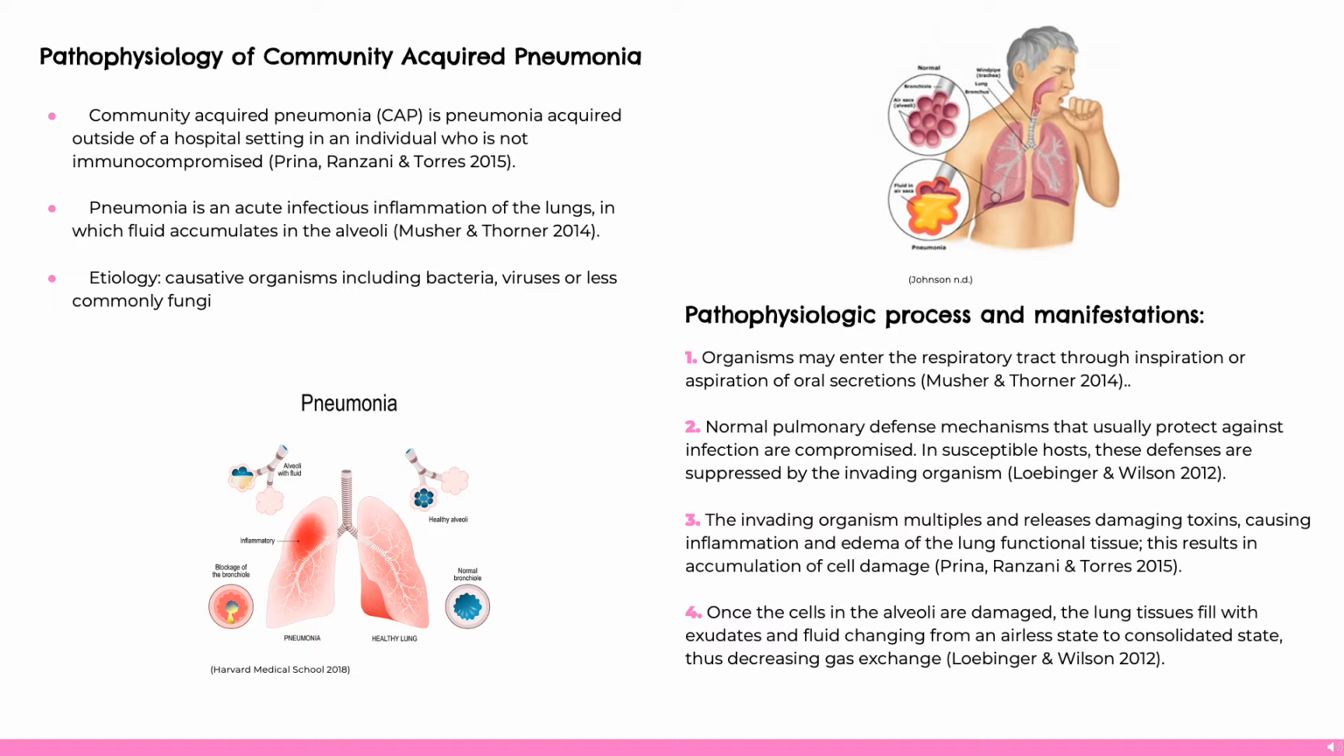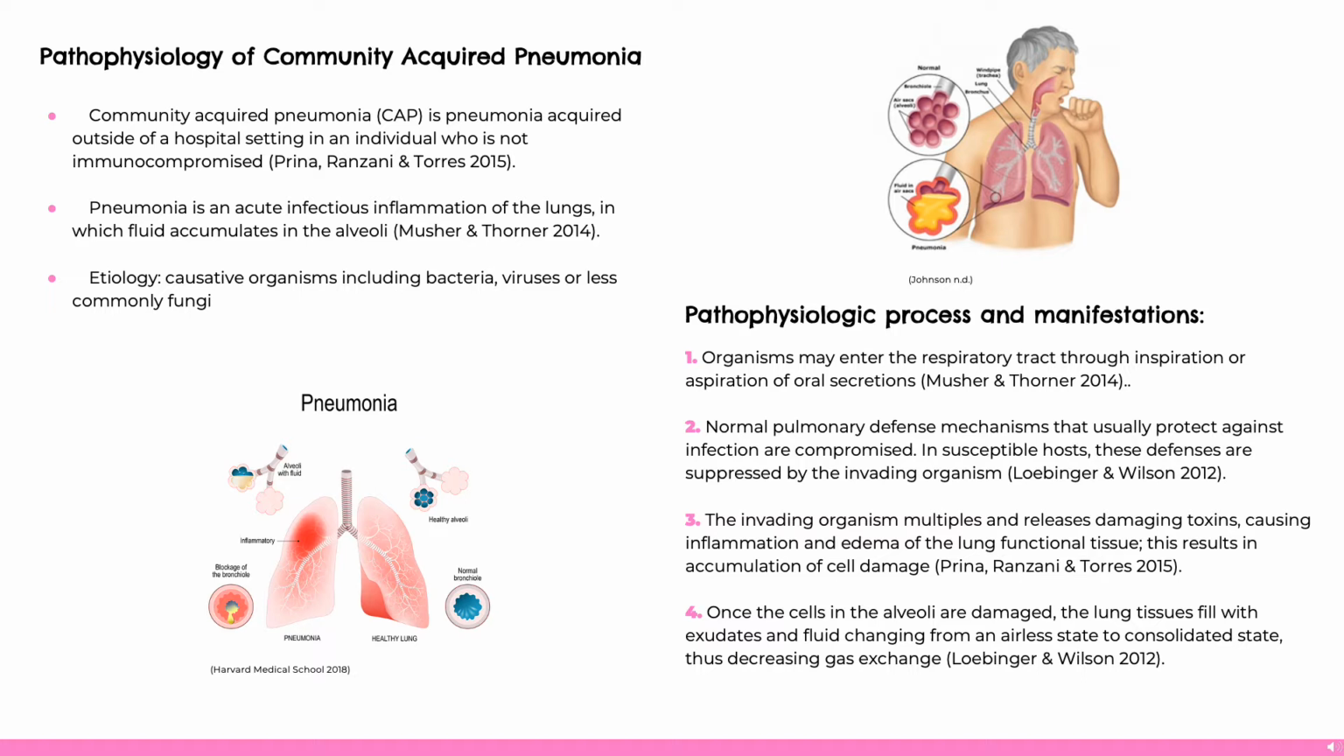Community-acquired pneumonia, also known as CAP, is defined as pneumonia that is acquired in a person outside of hospital or healthcare facilities. It is an acute infectious inflammation of the lungs in which fluid accumulates in the alveoli. The infection causes the lung air sacs, also known as the alveoli, to become inflamed and fill up with fluid or mucus. The etiology surrounding pneumonia is due to causative organisms including bacteria and viruses. It can also come from fungi, however that is a less common type of pneumonia.